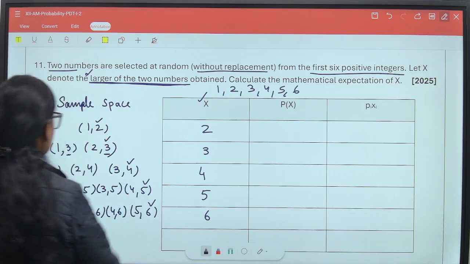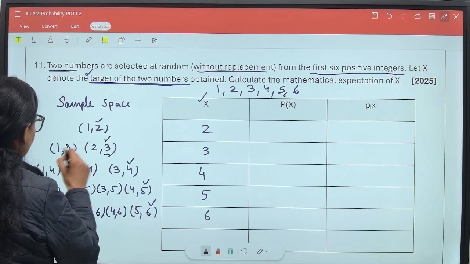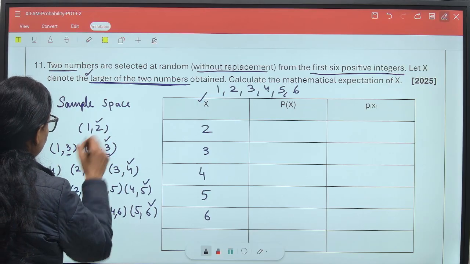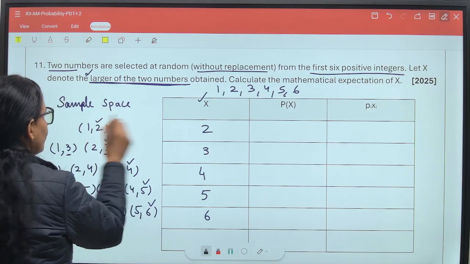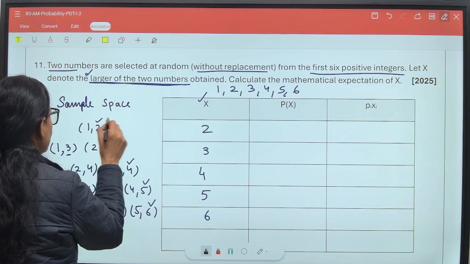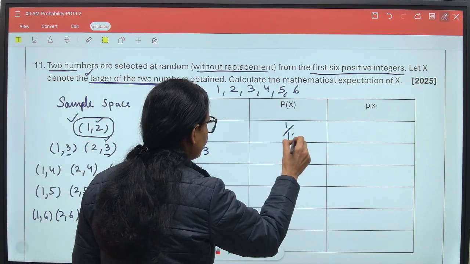How many total events are these? 1, 2, 3, 4, 5, 9, 12, 14, 12, 15. So the total number of events is 15. What is the probability of getting 2 as the larger number? It is just one event out of a total of 15. So the probability here is 1 by 15.